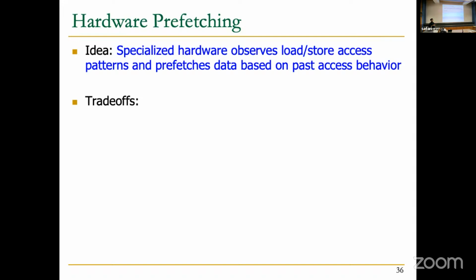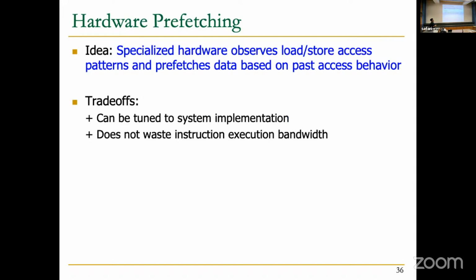The trade-offs are essentially, as compared to the software prefetcher that we have seen, it can be tuned to system implementation. You are not limited to optimizing your code for every single hardware that your code is supposed to run on. You can just take peace in the fact that you have a hardware prefetcher inside that would make your life easier, right? So that's easier. And it also does not waste the execution bandwidth as compared to software prefetching.